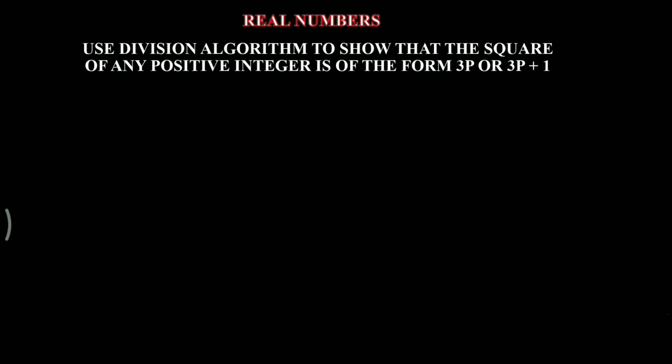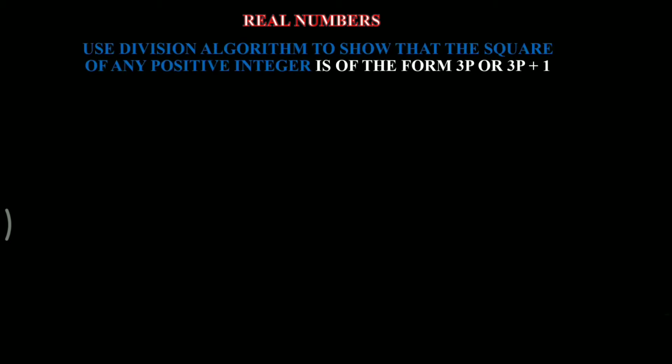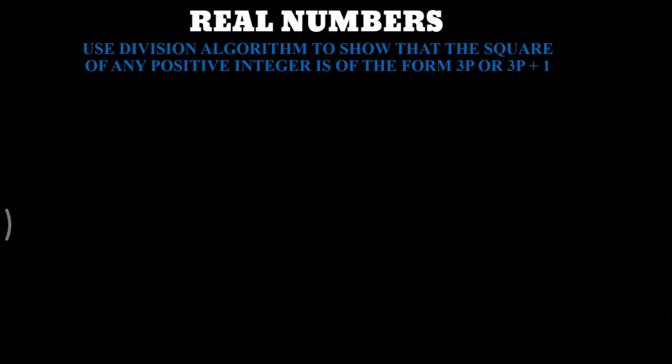Today you are going to learn a problem in real numbers, and the question is: use the division algorithm to show that the square of any positive integer is of the form 3p or 3p plus 1. Before going to solve this problem, first of all you should understand the internal meaning of this one. Once again, read the question: the square of any positive integer will be in the form of 3p or 3p plus 1.